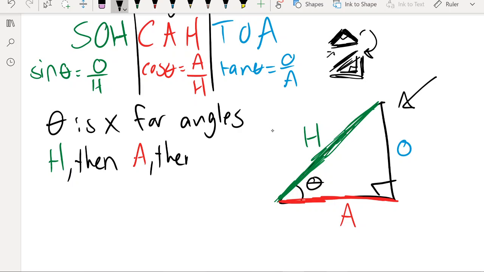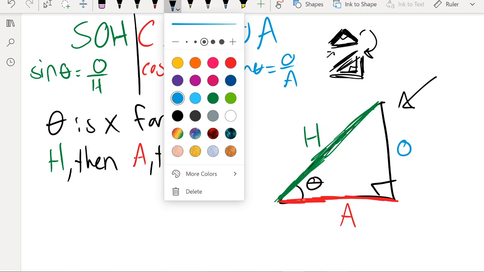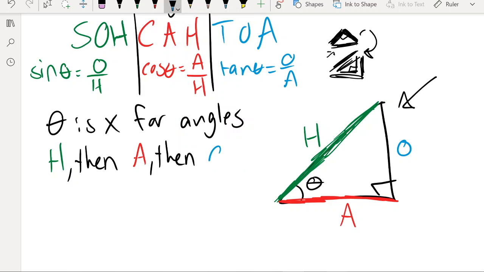then O. Oh, no, I just want blue. There we go. Then O. Okay, so O is the leftover side. O means opposite, so it's just the side that's across, but across starts with A, so it's a little confusing. So it's just easier if you do H, then A, then O, right?